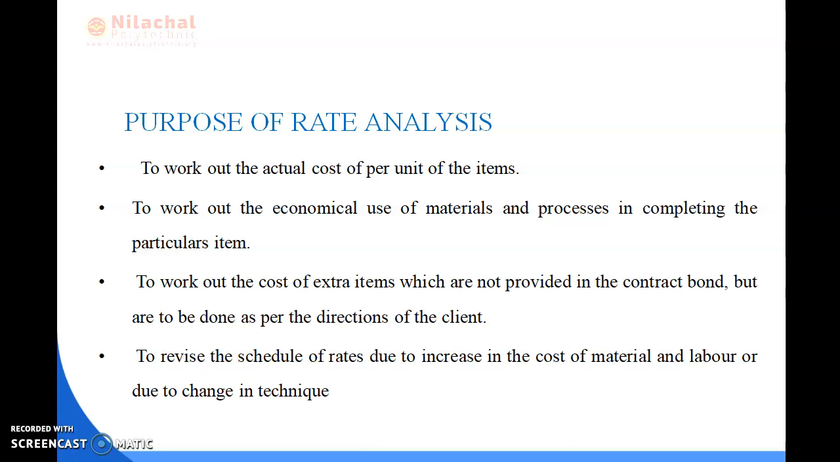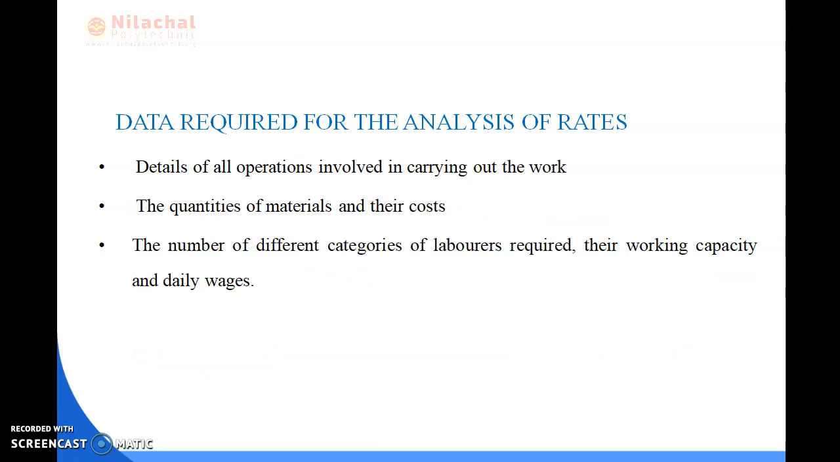The third point is to work out the cost of extra items which are not provided in the contract but are to be done as per the direction of the client. The fourth is to revise the schedule of rates due to an increase in the cost of material and labor or due to a change in technique. By the help of rate analysis we can handle such types of work. Then we discuss the data required for the analysis of rate.